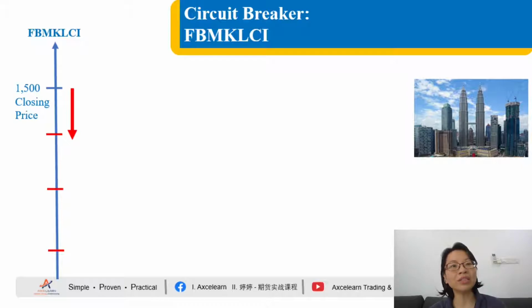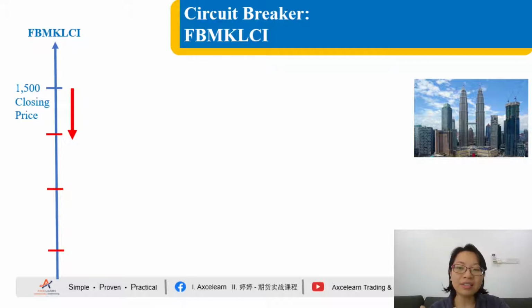Now, what are circuit breakers? They are mainly to avoid a major market retracement. In a way, they give you a cooling off period to think about it and not rush to sell. So for the FBM KLCI, we only have circuit breakers. The rest of the products have limit up and limit down, mainly limit down, especially for your stocks. But for your futures, we even have limit up as well. So that is the main difference, the first thing that you need to know.